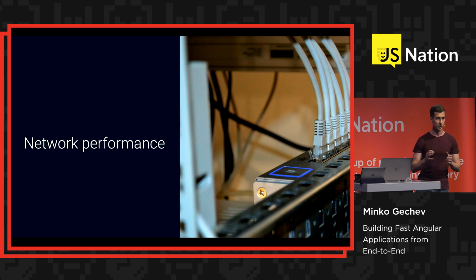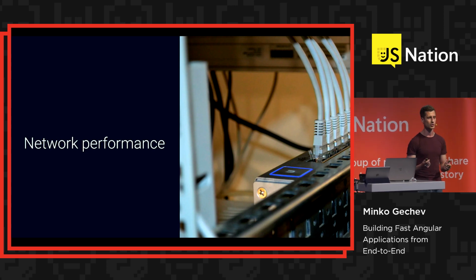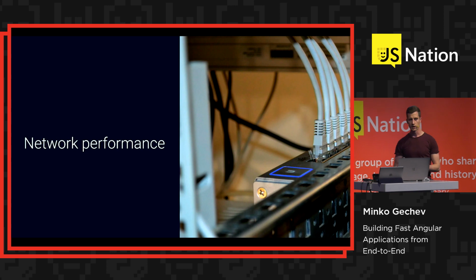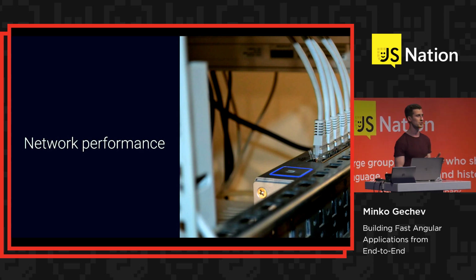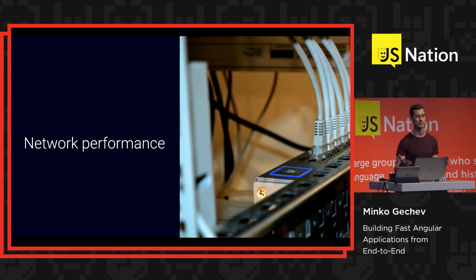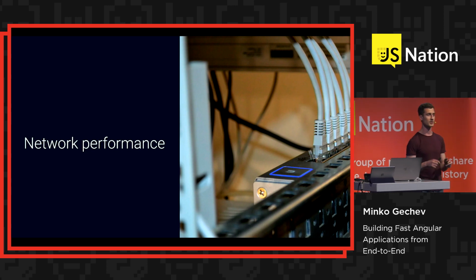So network performance. In the context of this specific presentation, we're going to define it as the time that is required for the browser to fetch all the assets that are required in order to run the application. In order to improve the network performance of our app, we can do two things. Pretty much reduce the number of bytes, the number of kilobytes of JavaScript or images that we're sending, and also reduce the number of network requests. These are the very high-level optimizations.